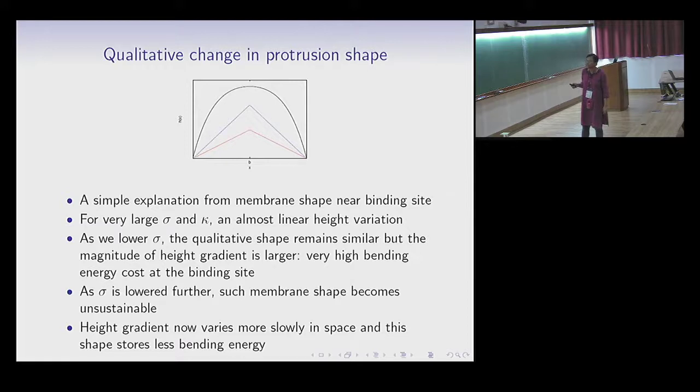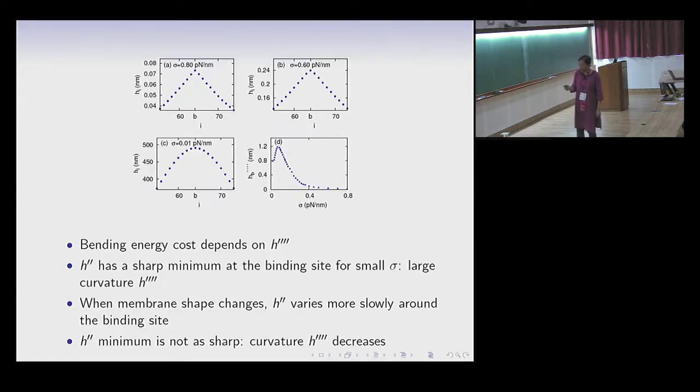So finally, for even lower sigma, the protrusion shape changes. It's not linear anymore, it varies more slowly. And when this happens, a lot of bending energy is released. And this is the main reason behind the phenomenon that we observe. So to test this picture, we measured the membrane profile in simulation.